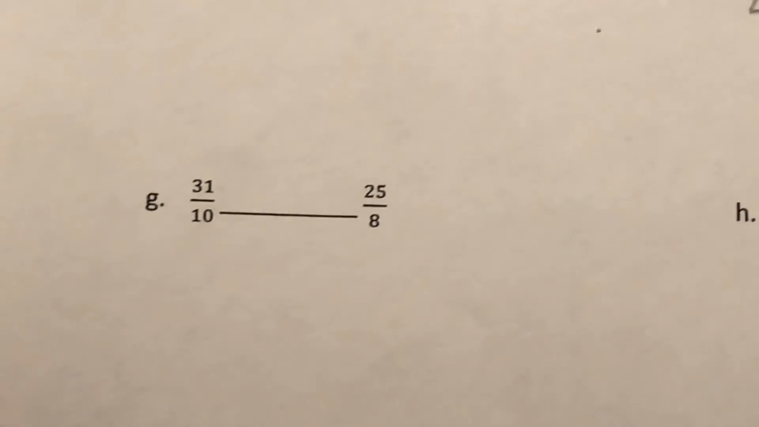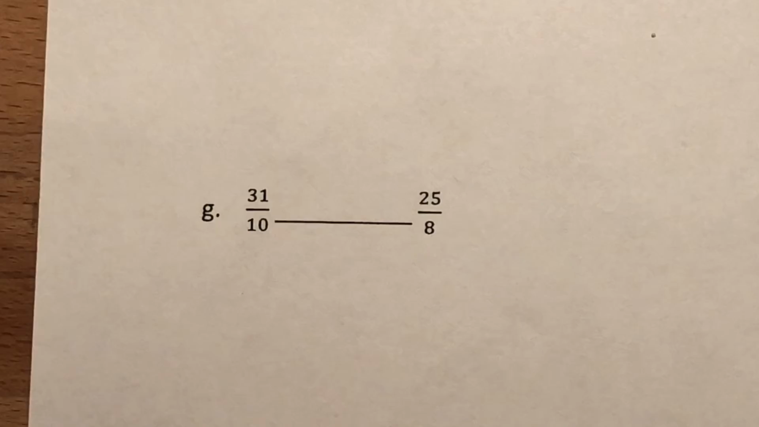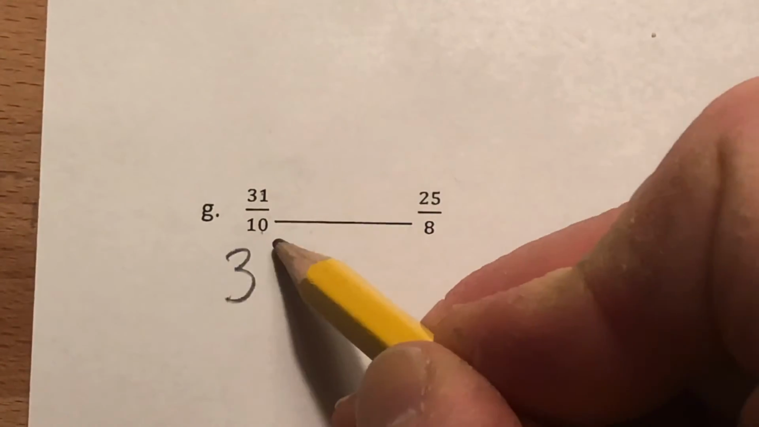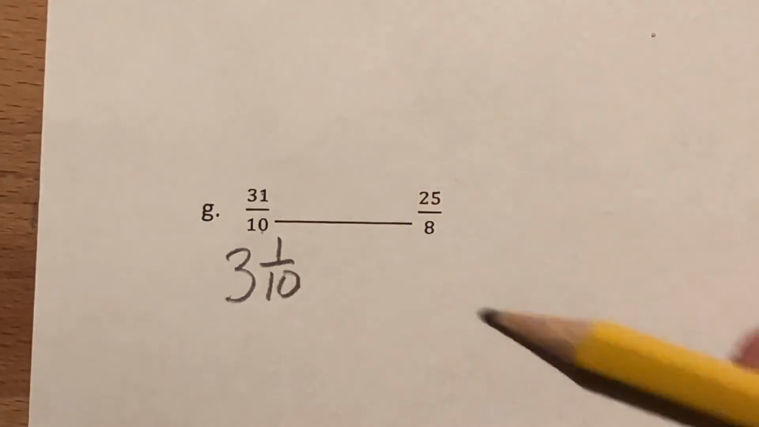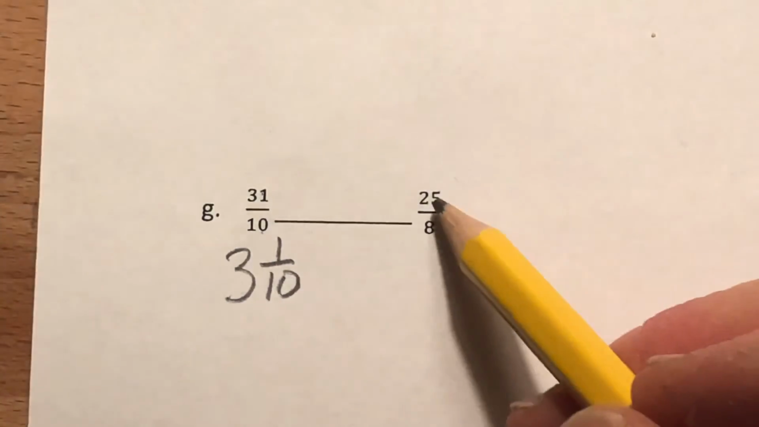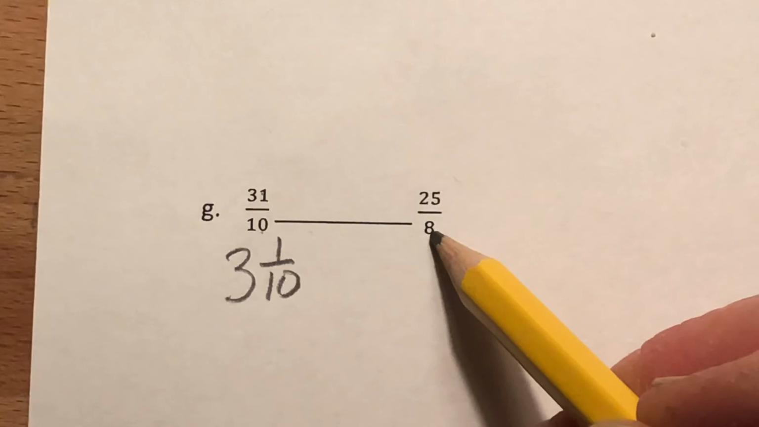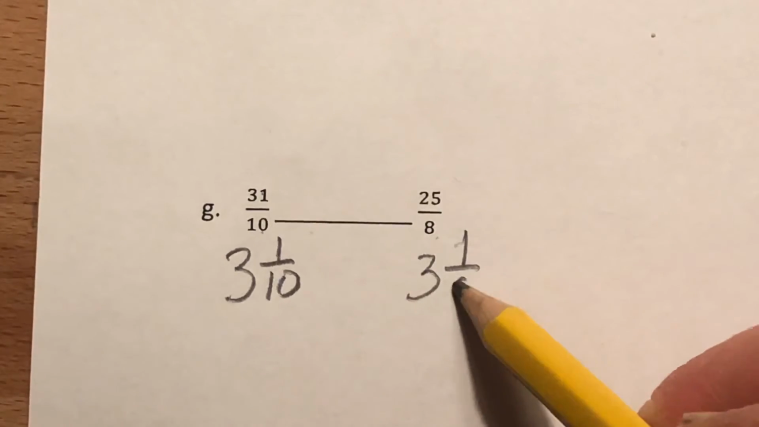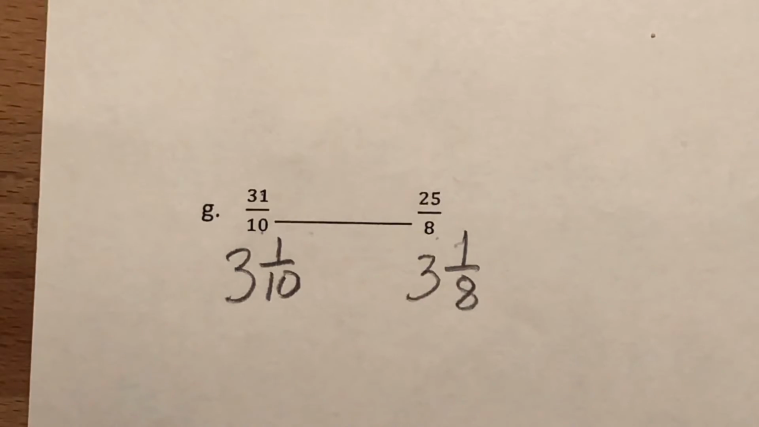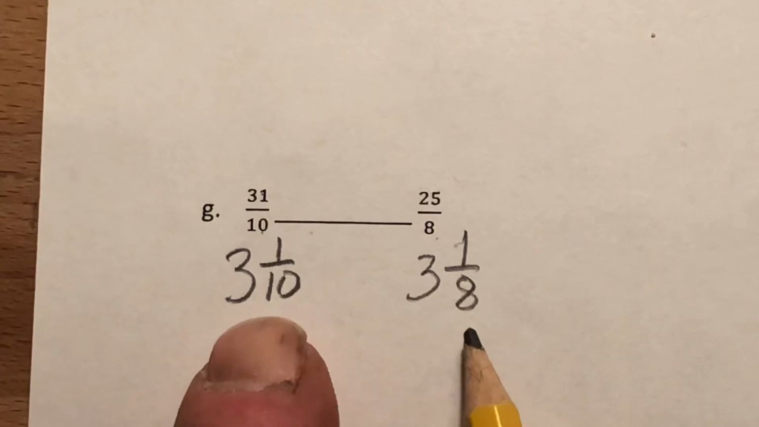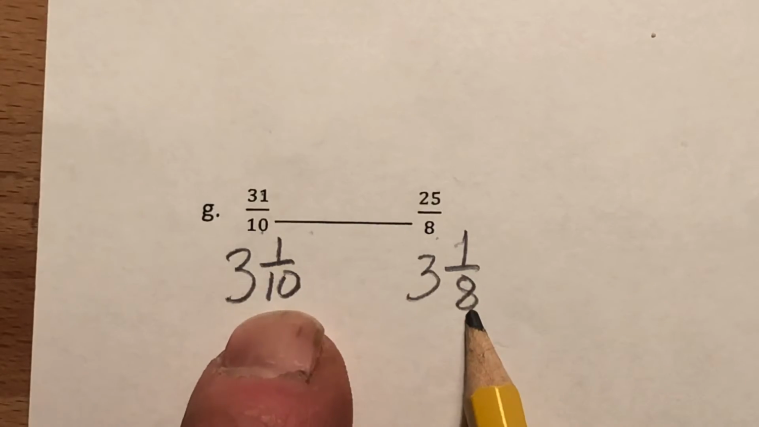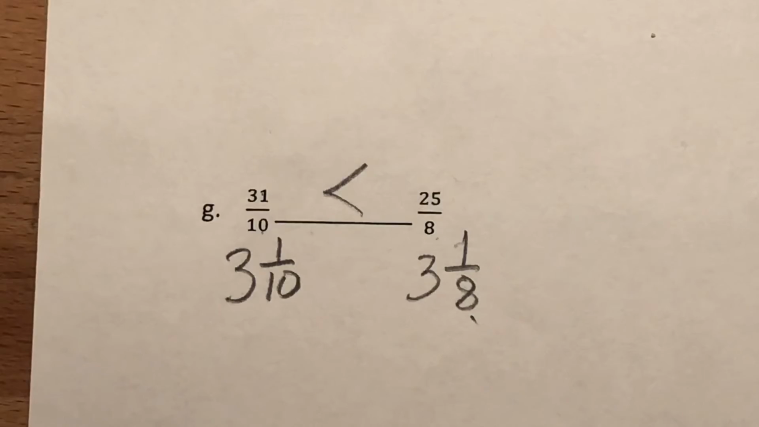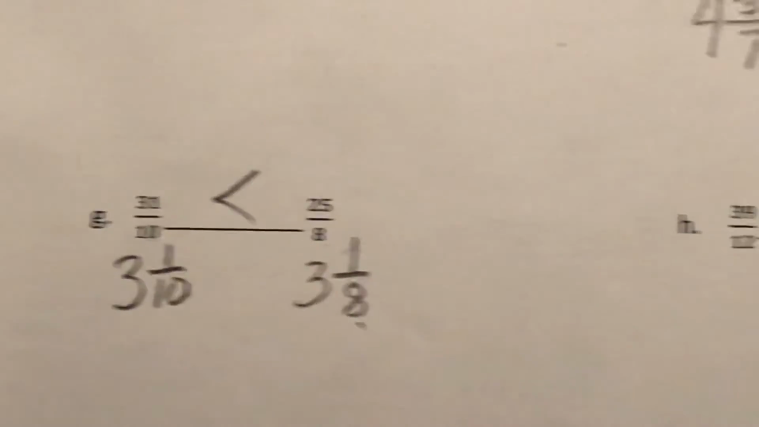All right, let's take a look at G. 31/10 and 25/8. 10 goes into 31, 3 full times with 1 left over. So it's 1/10. And then I've got 25/8. 8 goes into 25 3 times with 1 left over, and that's 1/8. 8 times 3 is 24. So now it just comes down to this. Which is bigger, a tenth or an eighth? Yeah, an eighth is bigger. So 31/10 is less than 25/8.